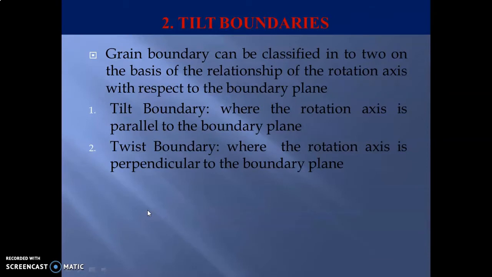Grain boundaries can be classified into two types on the basis of the relationship of the rotation axis with respect to the boundary plane. The first one is the tilt boundary, where the rotation axis is parallel to the boundary plane. In the case of a twist boundary, the rotation axis is perpendicular to the boundary plane. Now let us see the tilt boundary in detail.